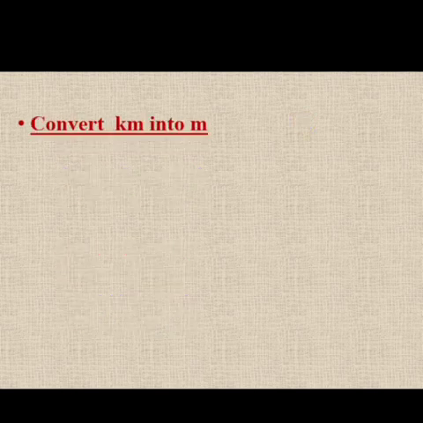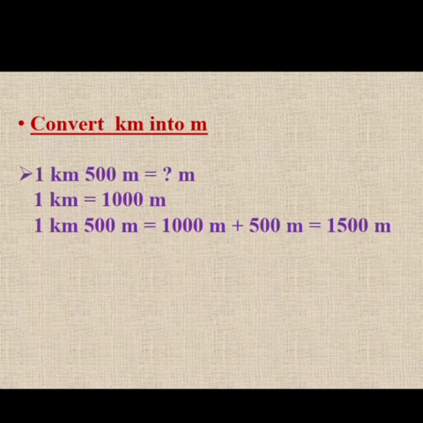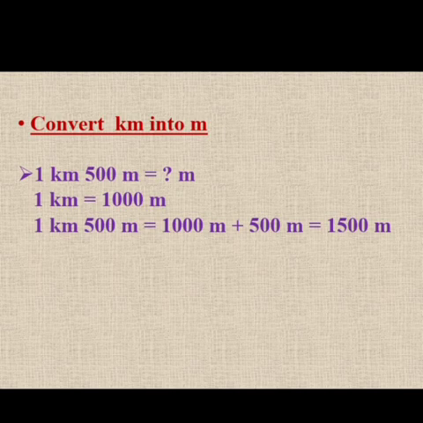Now, let's see how to convert kilometer into meter. Students, here you have to convert 1 kilometer 500 meter into meter. As you all know that 1 kilometer is equal to 1000 meter. So, 1 kilometer and 500 meter is equal to 1000 meter plus 500 meter. Students, we can write it because 1 kilometer is equal to 1000 meter. Now, if you add them, then you will get 1500 meter. That means 1 kilometer 500 meter is equal to 1500 meter.